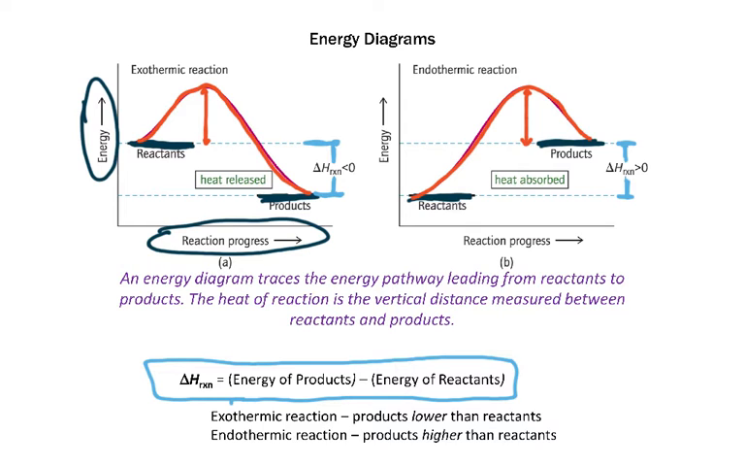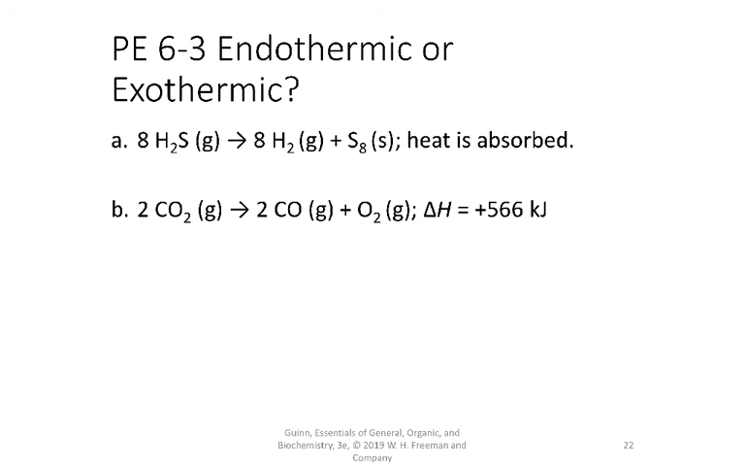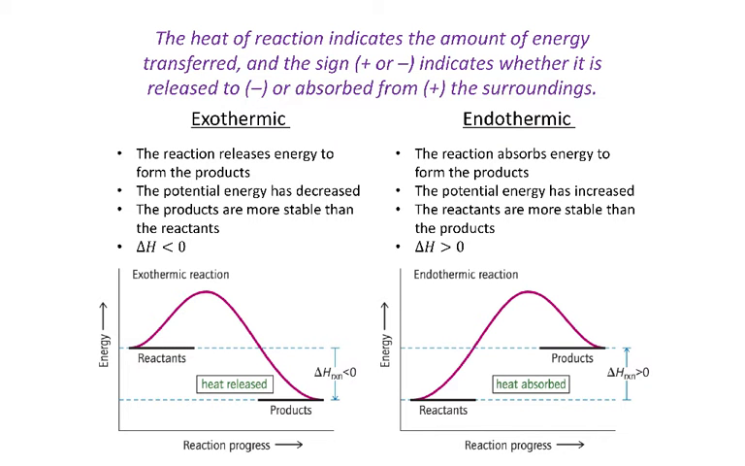The energy diagram traces the energy pathway leading from reactants to products. The heat of reaction is the vertical distance measured between the reactants and products. So here's a nice summary slide of an exothermic reaction. The reaction releases energy to form the products. The potential energy has decreased. The products are more stable than the reactants. Delta H is negative. And endothermic would be the opposite of every point there.